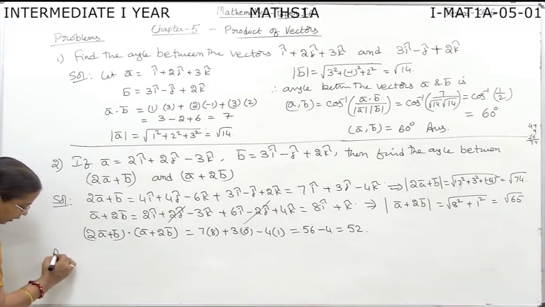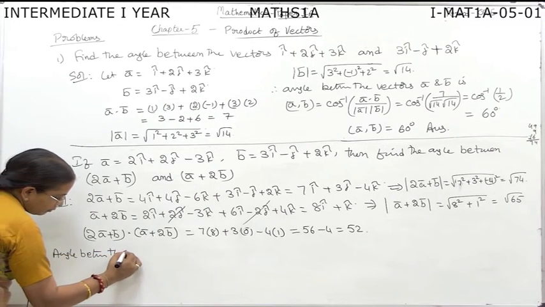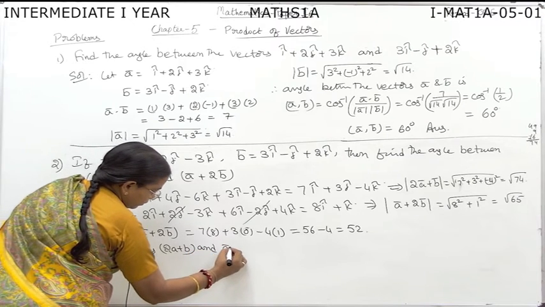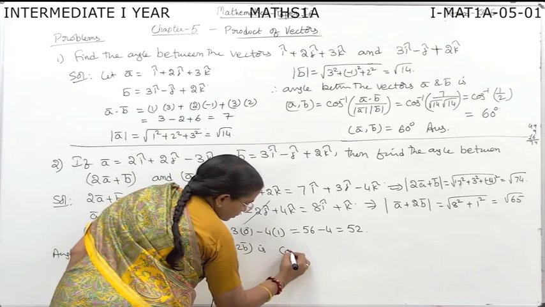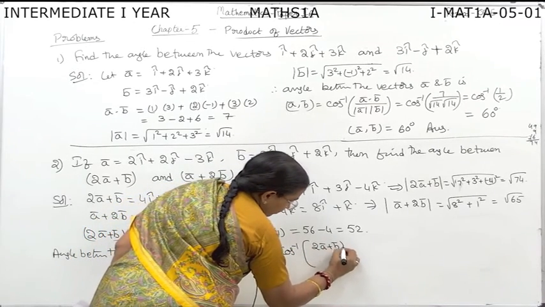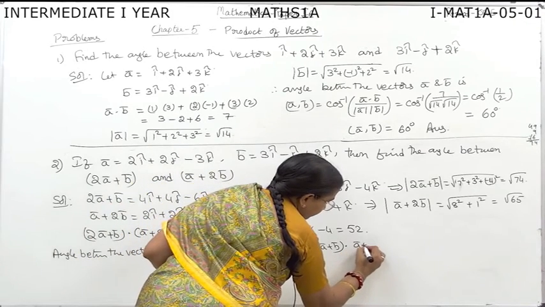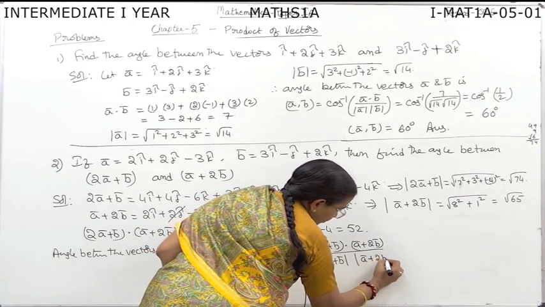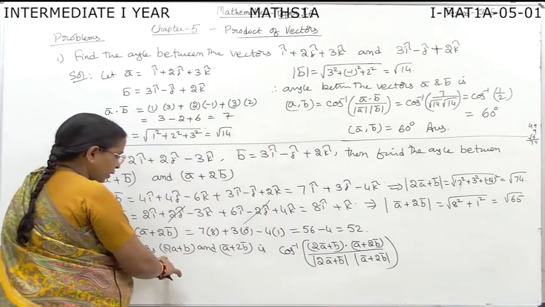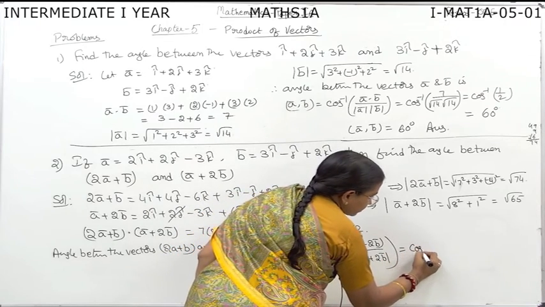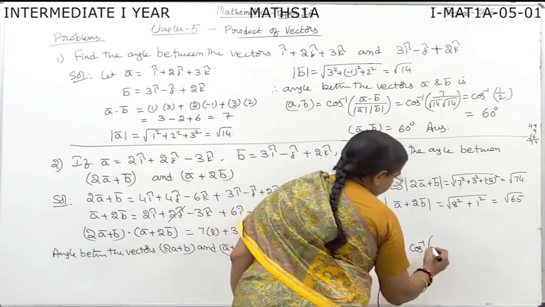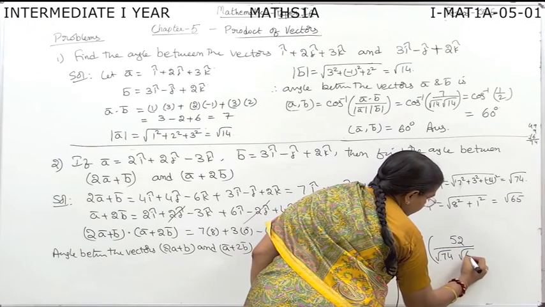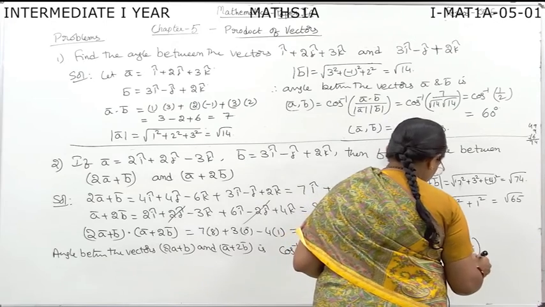So the angle between the vectors 2A plus B and A plus 2B is given by cos inverse of 2A plus B dot A plus 2B by mod of 2A plus B into mod of A plus 2B. The formula is same, but instead of A and B, you have 2A plus B and A plus 2B. Now simplify. Cos inverse of, you have all the values. So when you simplify, it is 52 by root 74 into root 65. So this is your answer.